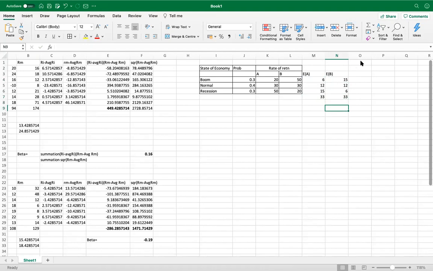So let me calculate my standard deviation. First I will calculate for stock A. Standard deviation means the risk that stock A carries. Are you following, all of you? Yes, ma'am.